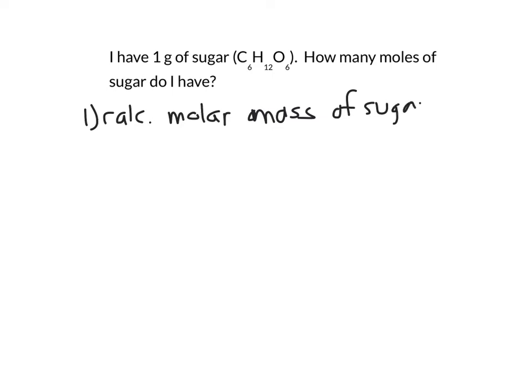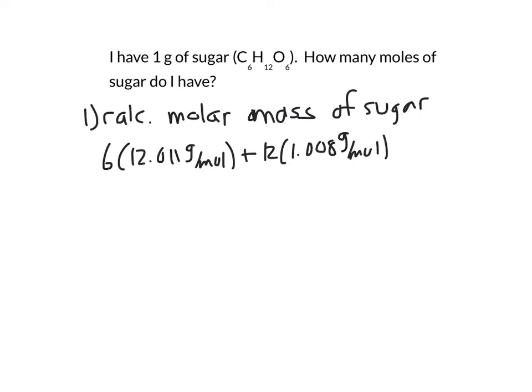So to do that, we have 6 carbons. Each carbon is 12.011 grams per mole. And I have 12 hydrogens, and each hydrogen is 1.008 grams per mole. And I have 6 oxygens, and each oxygen is 16 grams per mole. And so the molar mass of sugar is 180 grams per mole.